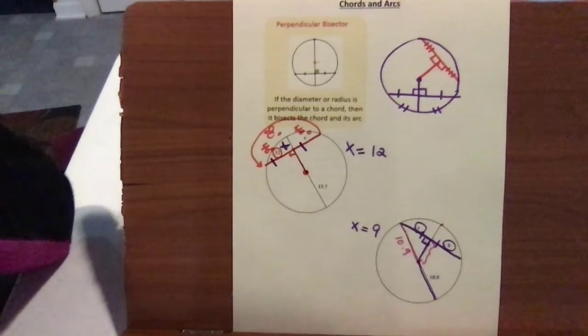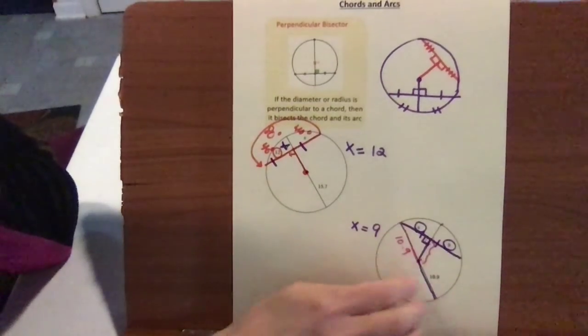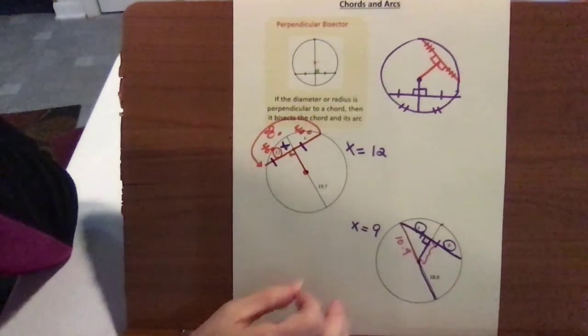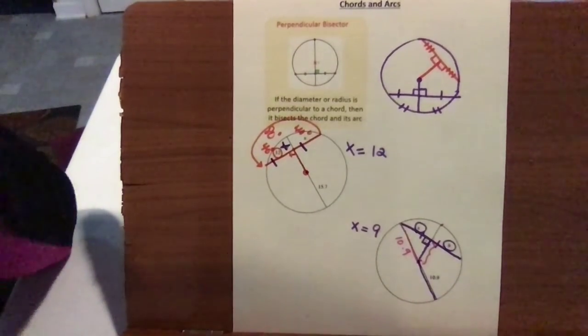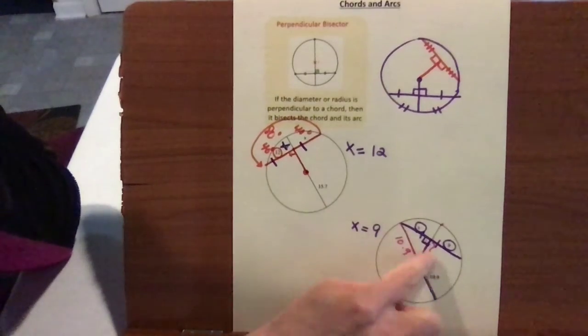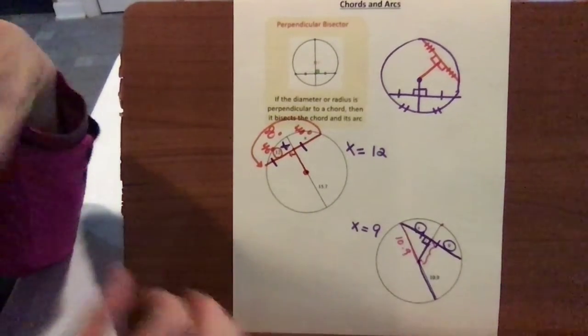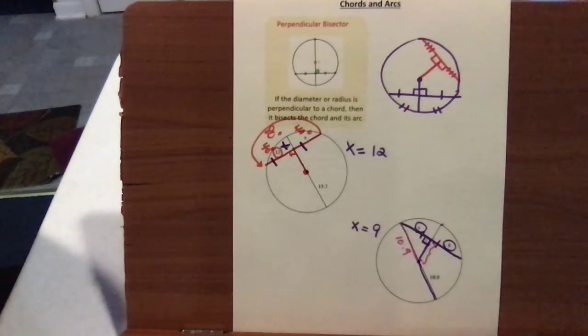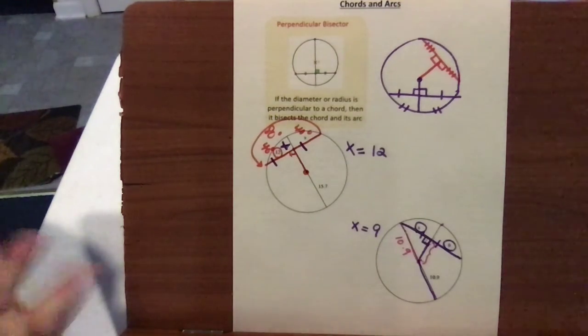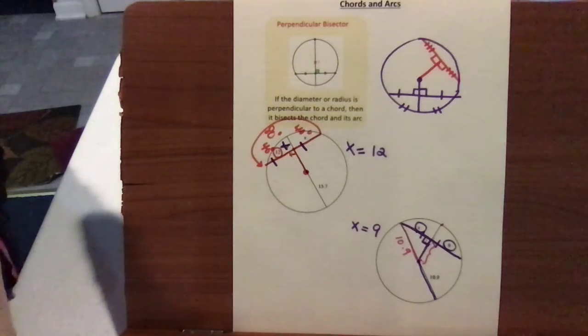As you encounter different problems, pay attention to what information you have. Please draw out your circles and put all your information on them. Make them big enough so you can write on them, not these little tiny things. And then label everything. Once you write on it, you will see it kind of come to life, and you'll see what parts you have and what you'll need to find the rest. And that is our relationship between chords and arcs.